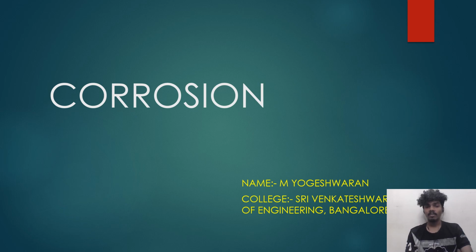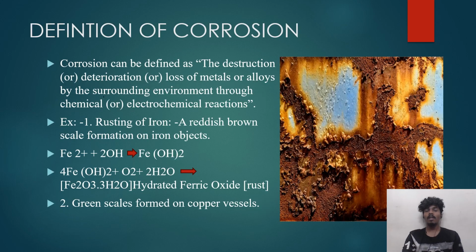Today I am going to discuss a topic called corrosion. So, without wasting any time, let's dive into it. Now, let's see what we mean by corrosion. Corrosion can be defined as the destruction or deterioration or the loss of metals or alloys by the surrounding environment through chemical or electrochemical reactions.